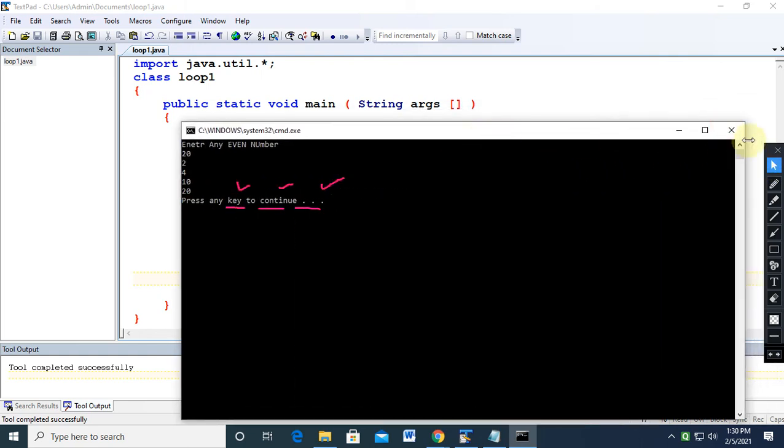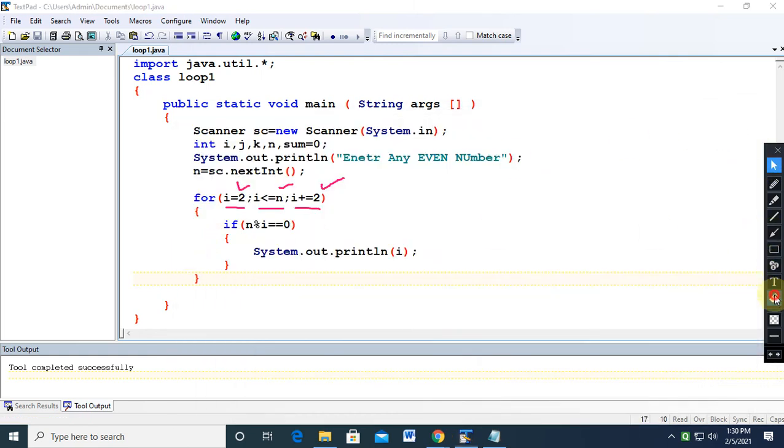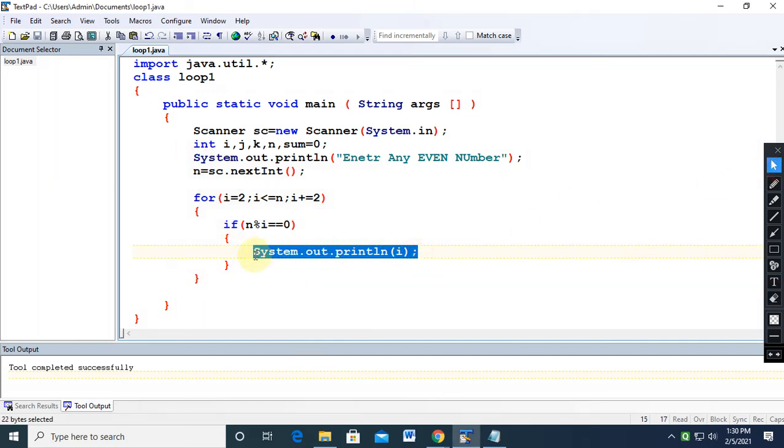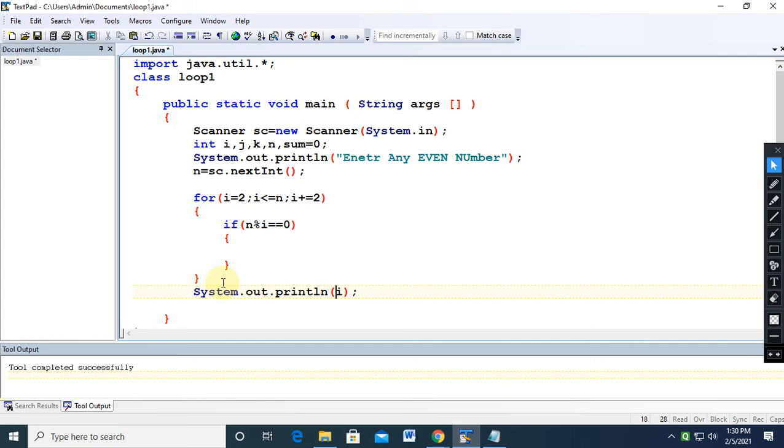But the question was different. The question was to print the sum. Am I clear? Am I clear or not? Yes, sir. So in that case, the output would be outside of the loop. And what you will print? The sum. And now, what you will write? Sum equals to sum plus the factors, that is I.